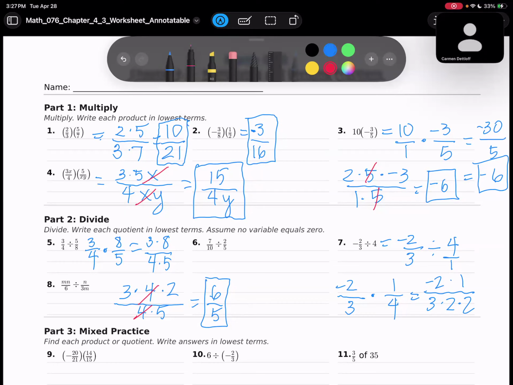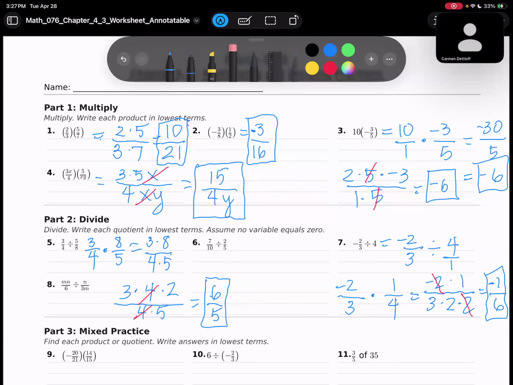So what I'm going to do, this is my little trick. I cancel just my 2, and see, I leave that negative sign right there. And I get negative 1, and make sure I keep my negative sign because that did not get canceled, over 3 times 2, which is 6. Negative 1 over 6 is my final answer.